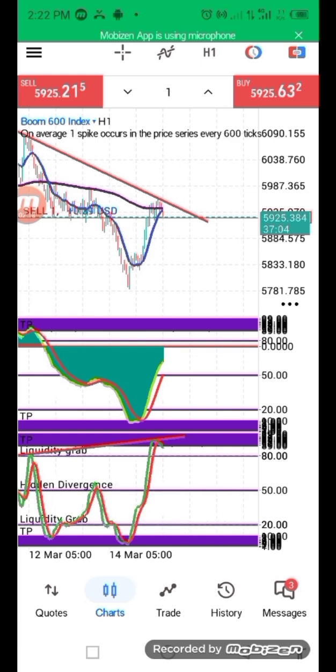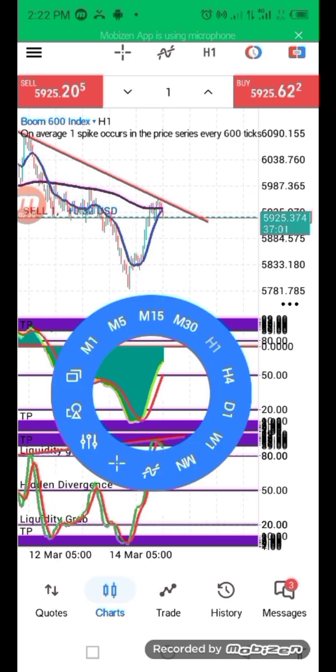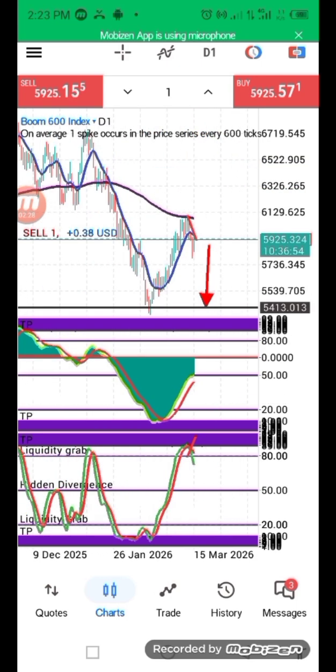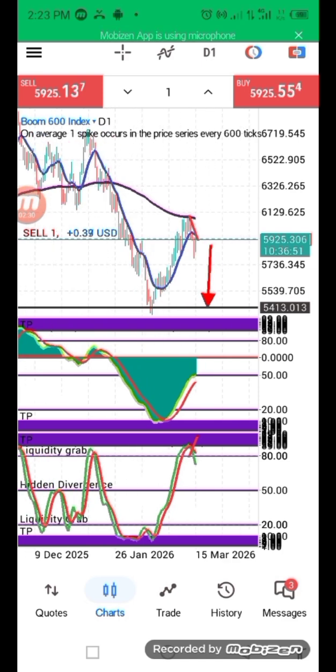Let's check the overall trend in a higher time frame. Okay, let's look at D1. If you look at D1 here, we have a downtrend because the MACD here is negative. I've seen this signal earlier, and here we'll be getting a swing trade. In other words, the market will be selling for days.